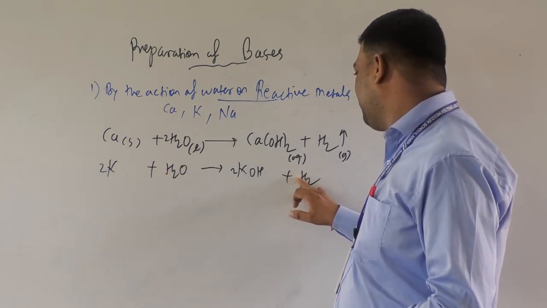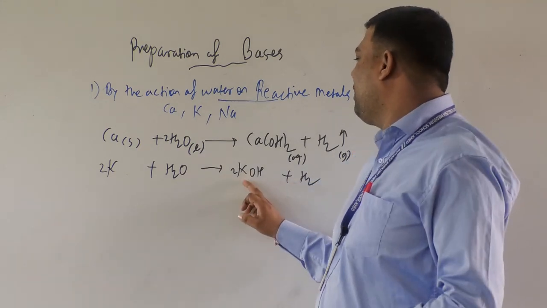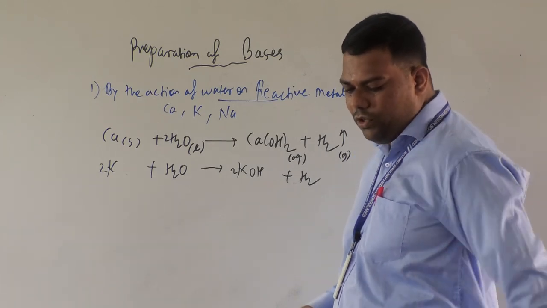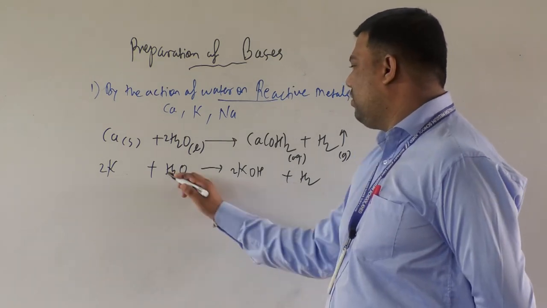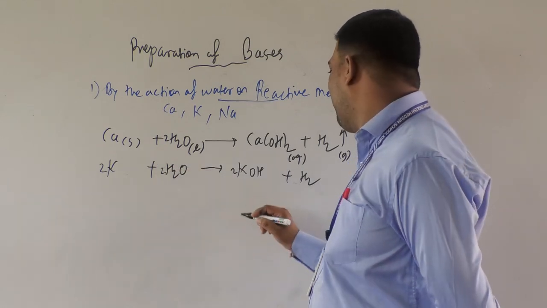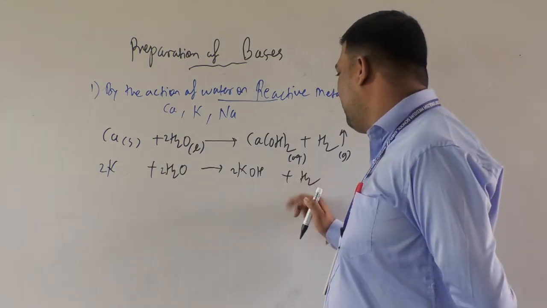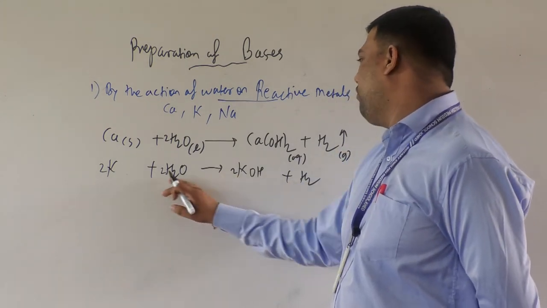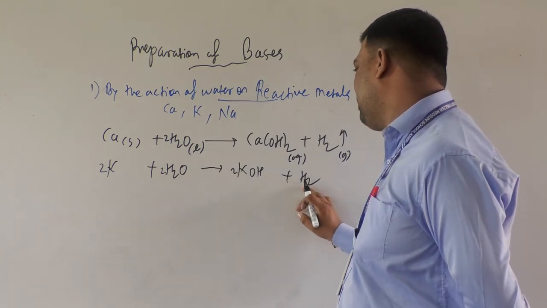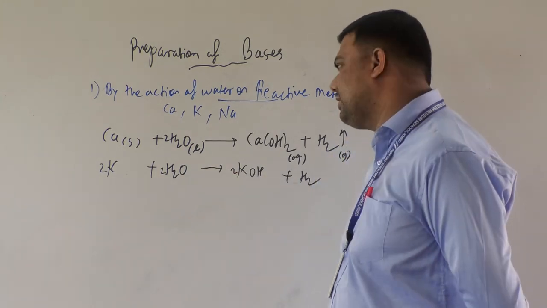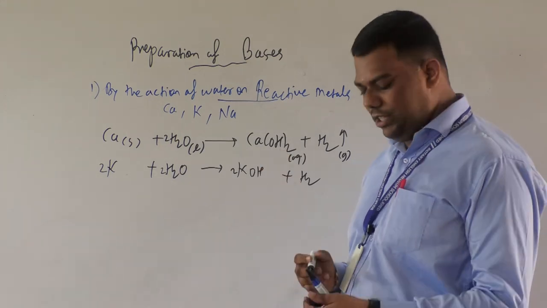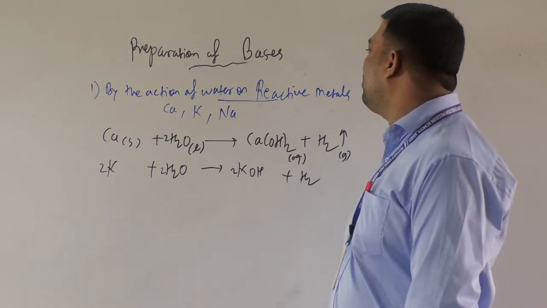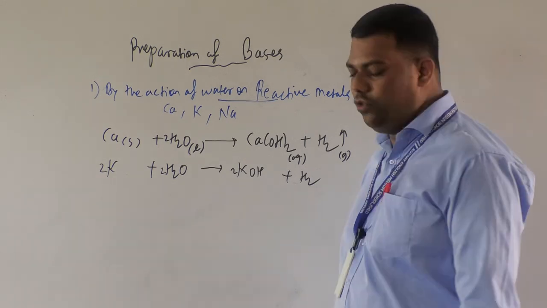So 2K, two oxygens are there, 2 hydrogen, now 4 hydrogen complete. Once again, 2 potassium, 4 hydrogen and 2 oxygen. Yes, our reaction is balanced. So balancing is also very important. This is preparation by the action of water on reactive metals.